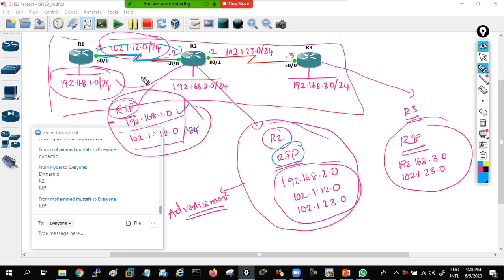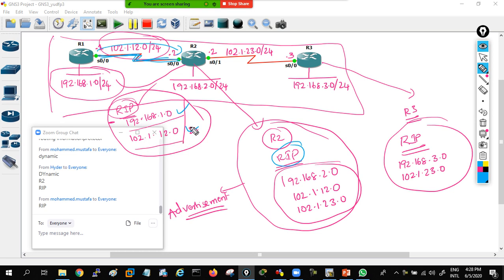Everybody understand that? For example, I am talking to you in English, you are talking to me in English, so that we can both talk to each other and exchange information. Same way, router 1 sends its RIP updates to router 2, and router 2 receives those updates. Why? Because router 2 is also configured with RIP. Then it says, oh, you are router 1, okay, your networks are 192.168.1 and 102.1.12.